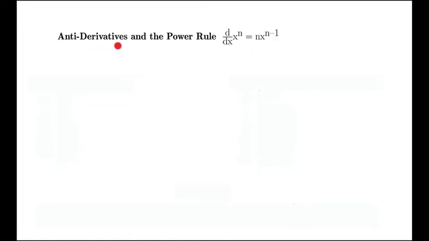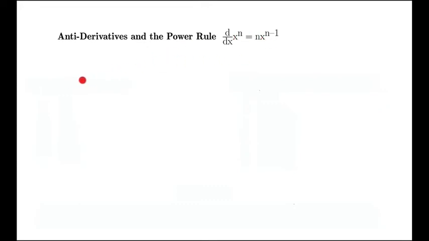Antiderivatives mean to undo the derivative or go backwards. Let's figure out how that works in conjunction with the power rule. The power rule is going forward. If we take the derivative of x to the n, we end up with x to the n minus 1. Let's think about what happens if we go backwards.